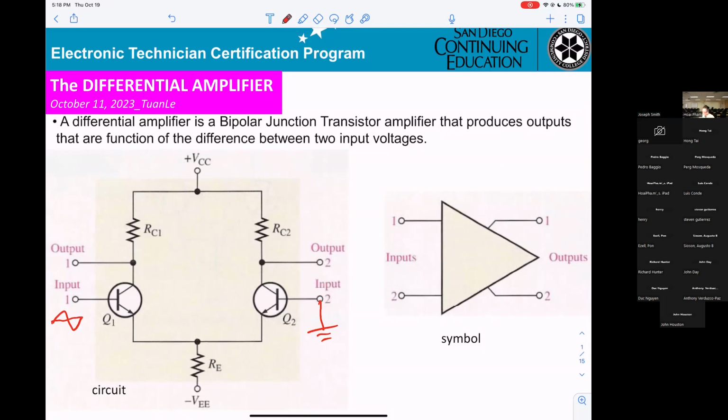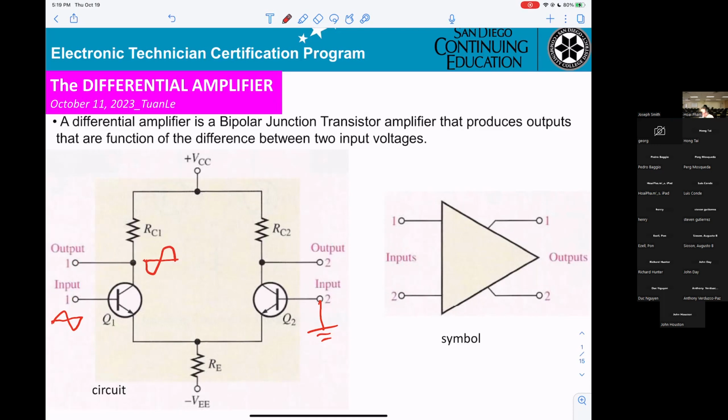Okay, the thing is input applied to the base. Okay, and output from collector. They will be common emitter. Okay, now if they are common emitter, the output will look like a sine wave, opposite, right? 180 degrees out of phase.